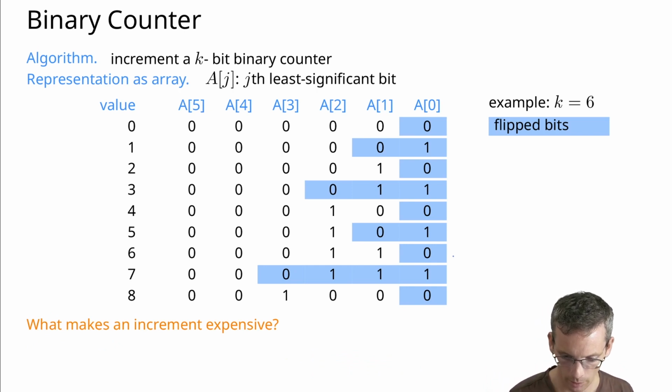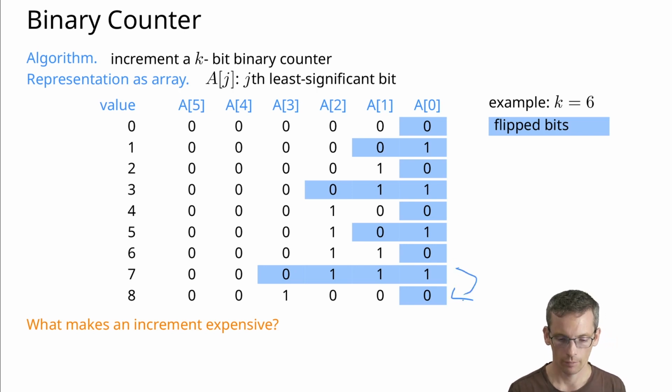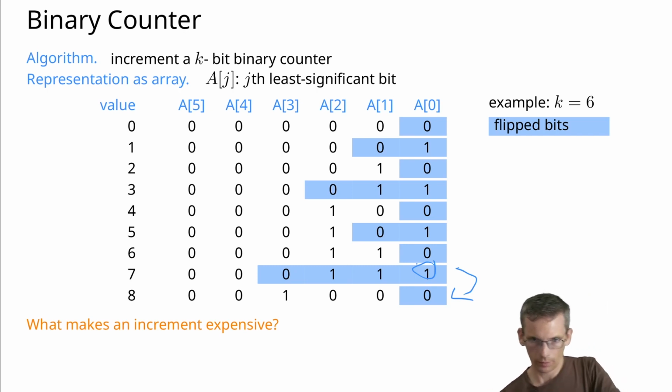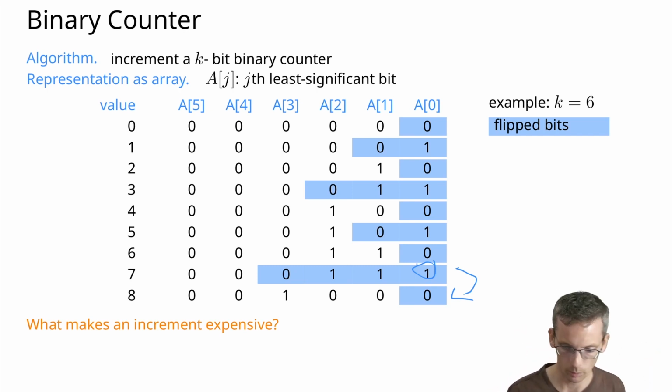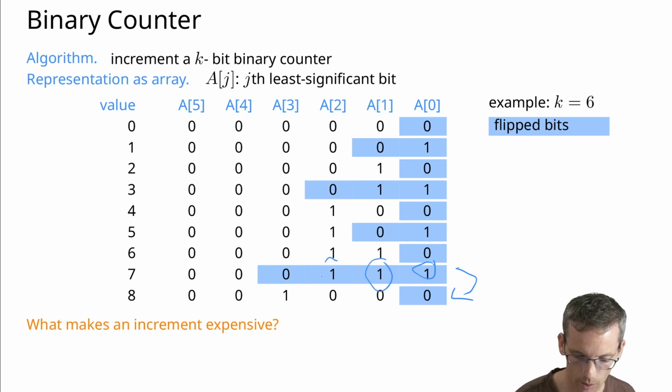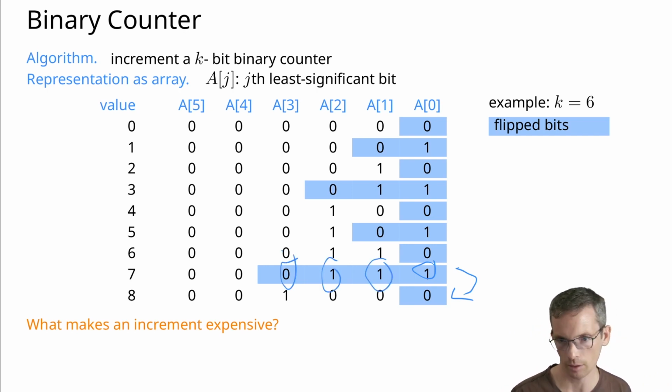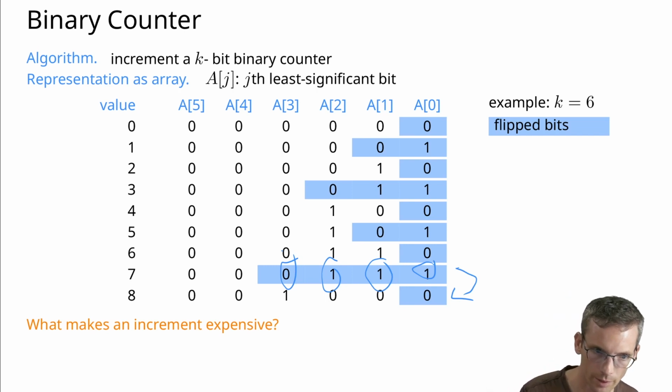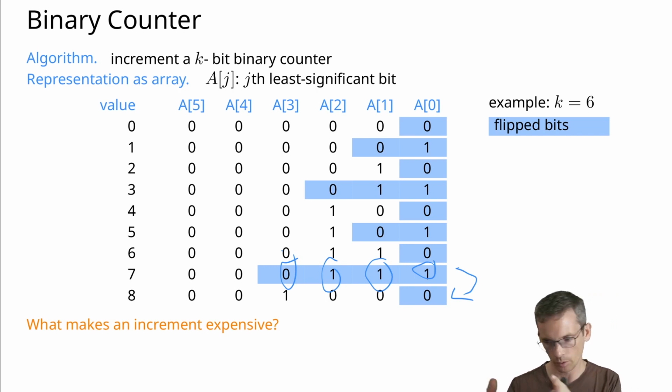So here, if I go from 7 to 8, I have to flip 4 bits. So why do I have to flip 4 bits? Because I see a 1 here, and the 1 becomes a 0 and I push the 1 further. And then I have another one, and it stops as soon as I see a 0. So to answer the question, what makes an increment expensive? If I have lots of 1s beginning at the least significant bit.